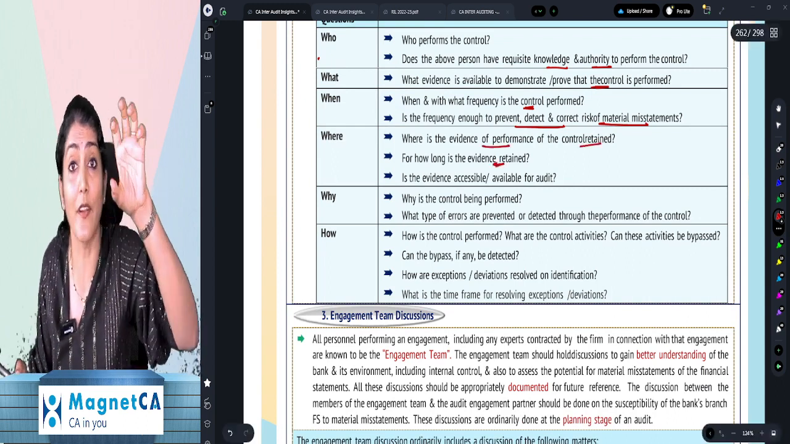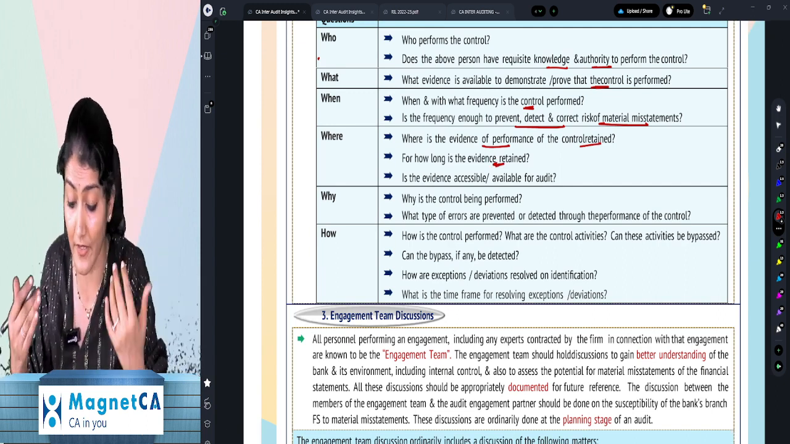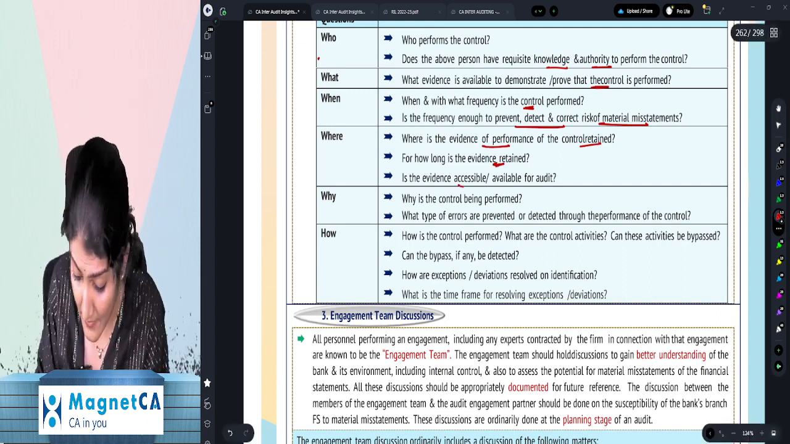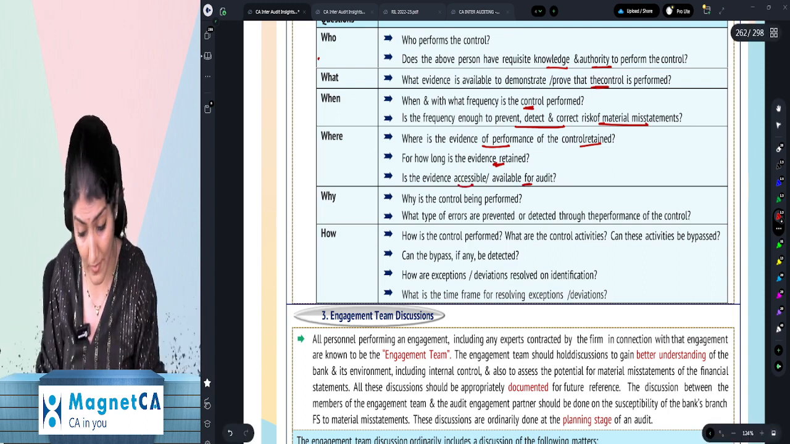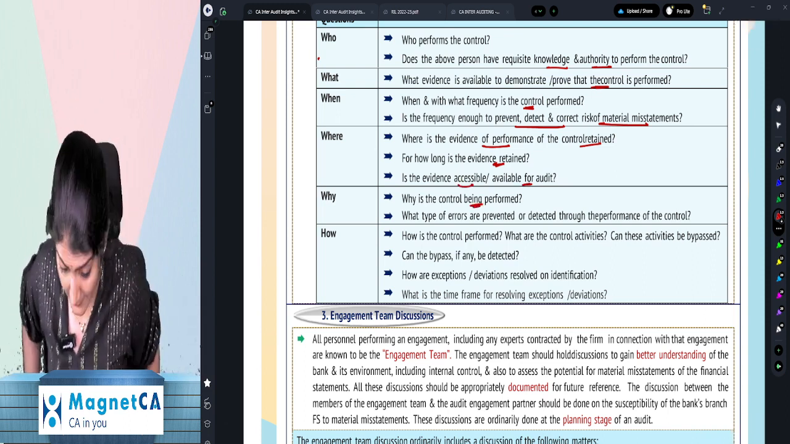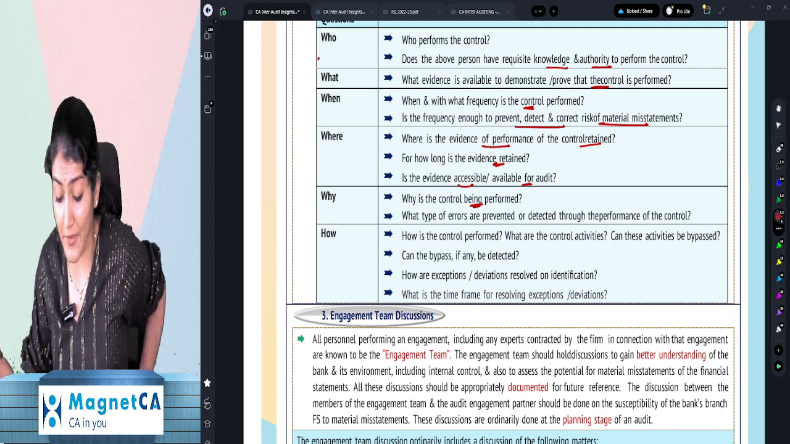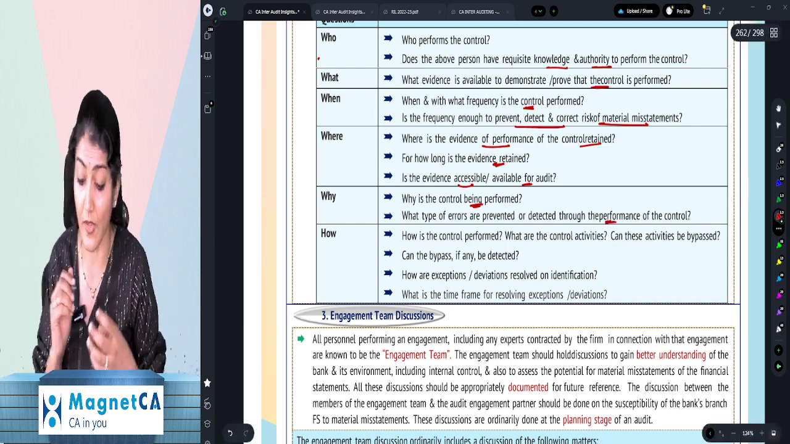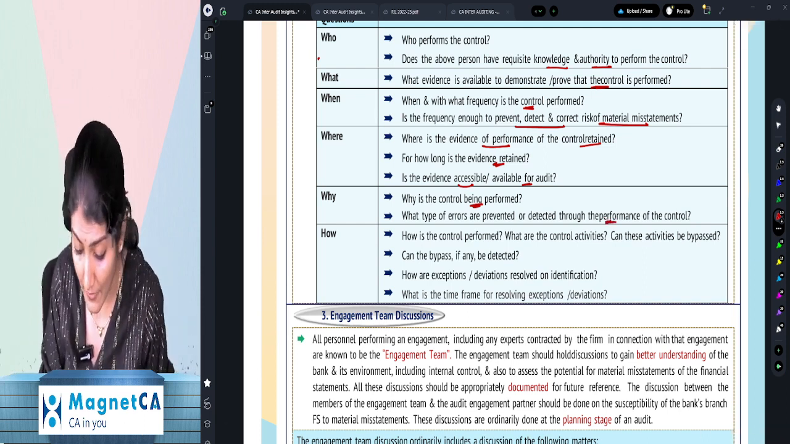Like what we said, audit trail. It should be preserved at least for 8 years. Is the evidence accessible and available for the audit? Why is the control being performed? What risk are you trying to mitigate? What types of errors are prevented or detected through the performance of the control? And then how the control is performed.